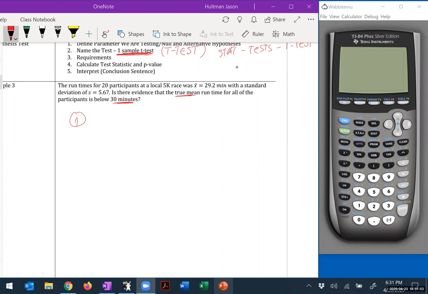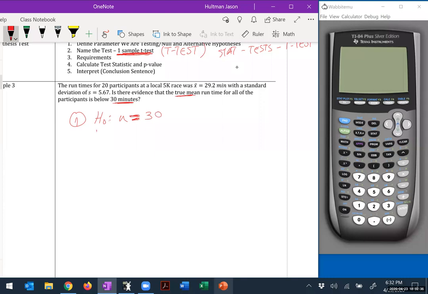Okay, so what's our null hypothesis in this case? We're going to be testing against 30. We're going to be testing against 29.2. Is it mean, proportion? What's the parameter that we're going to be using? Well, it's mu equals. Remember, the null is always equal. We're testing against the claim that this is 30 minutes, right? So mu is equal to 30 minutes.